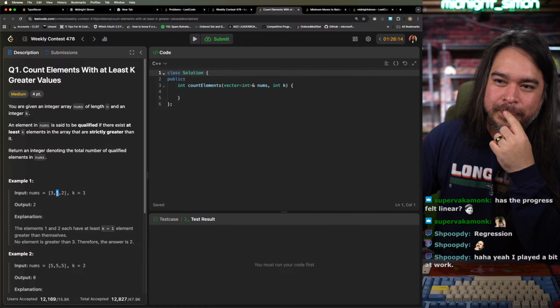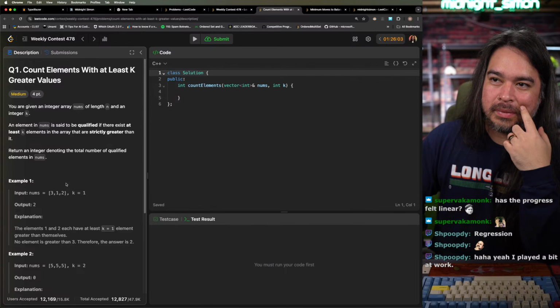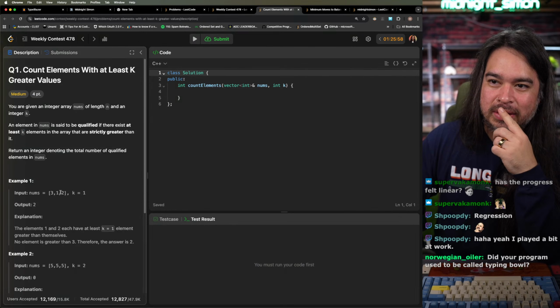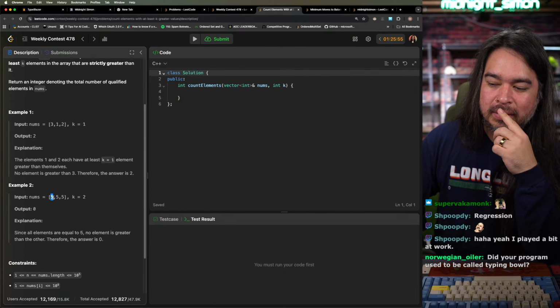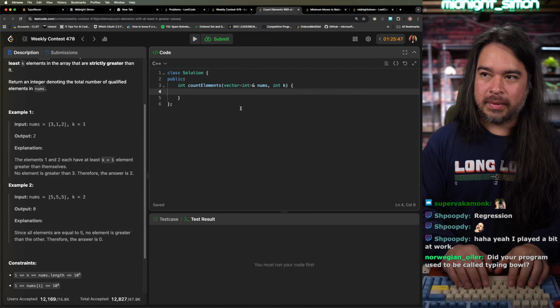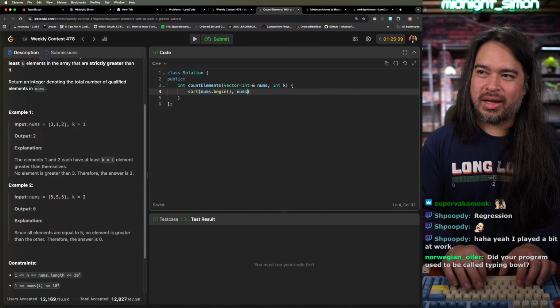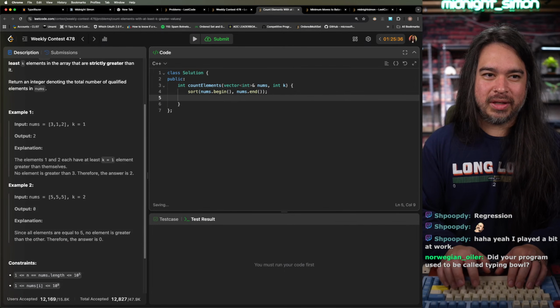So, how many elements? If there's at least k elements in the array that are strictly greater than it. So then I'd do a lower bound on each element. So, right? I can sort nums. I don't even have to do it. Let me think. Upper bound? I can't even remember the difference between upper and lower bound these days, man.